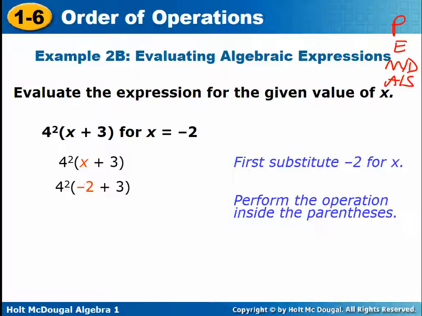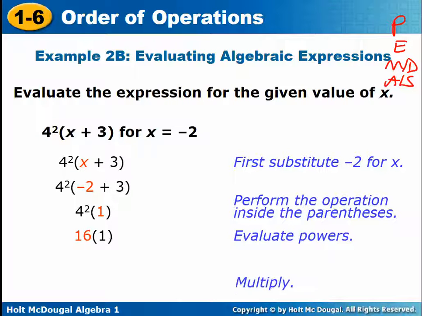So we will do the work inside the parentheses, negative 2 plus 3. Negative 2 plus 3 is 1. And then we'll do the exponents next. 4 squared is 16. So we have 16 times 1. Now we can do our multiplication. And of course we get 16 for that.